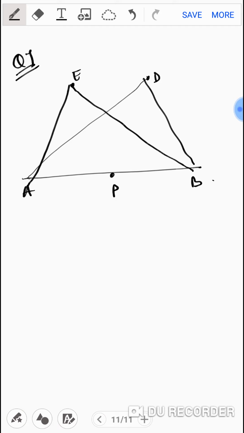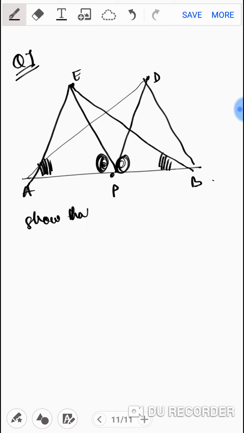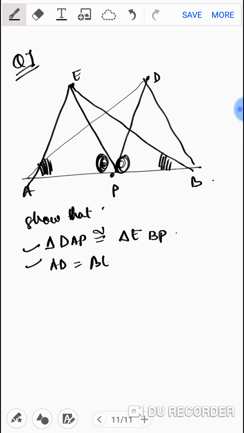So BAD is equal to ABE. Okay, so that's your marking, and it is also said angle EPA, so I'll join this, this angle is equal to DPB, this angle. Okay, and you have to show that triangle DAP is congruent to EBP, and you have to also show AD is equal to BE.